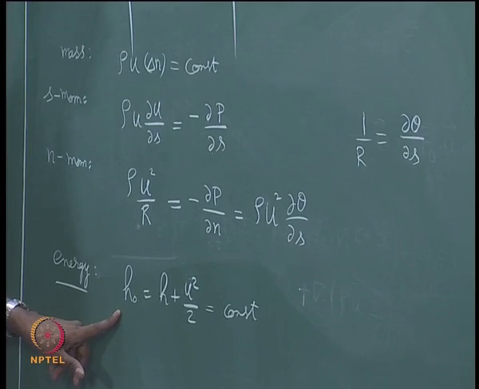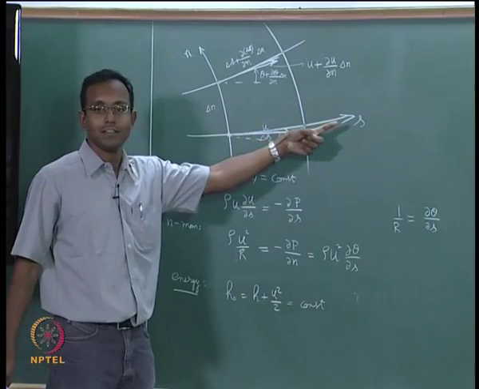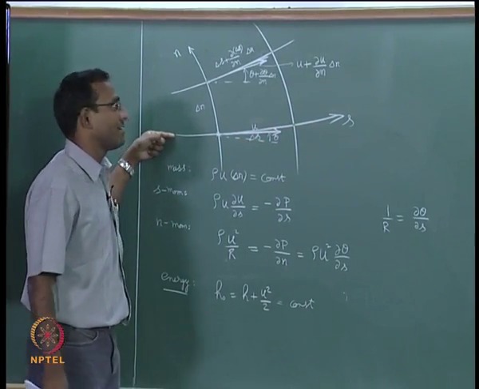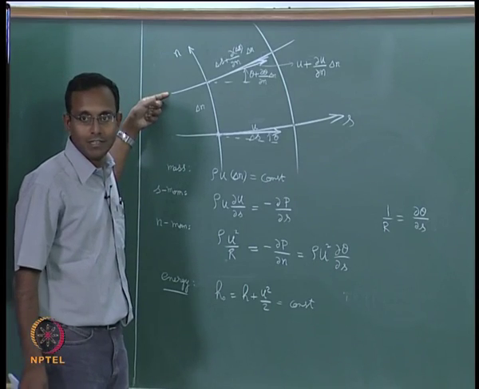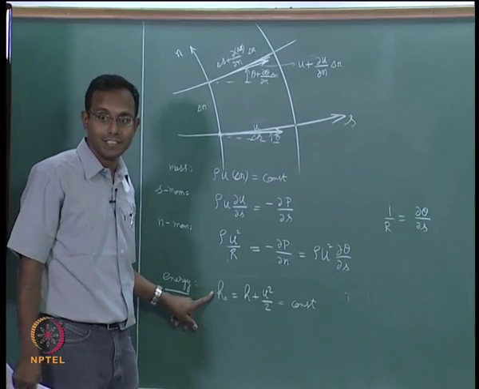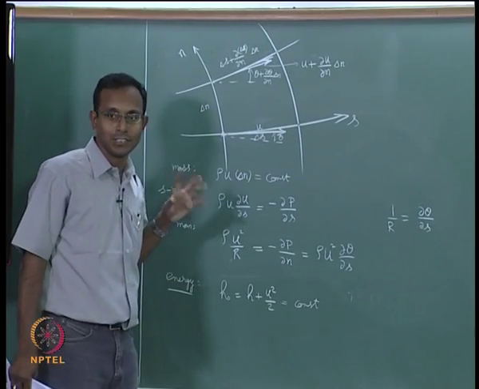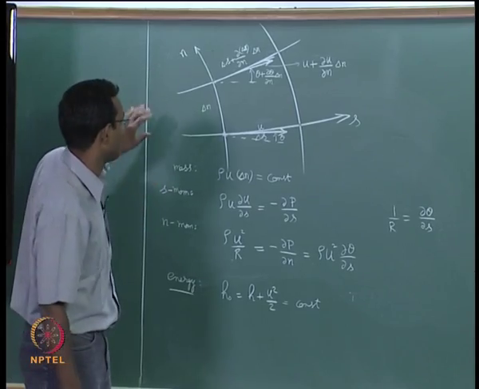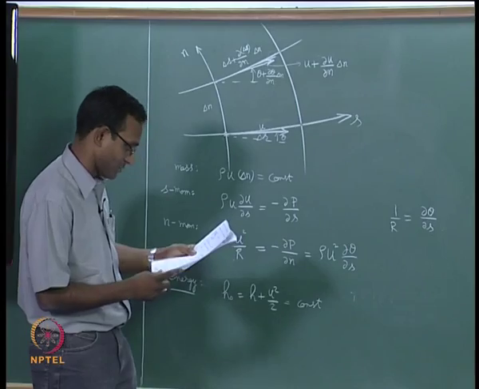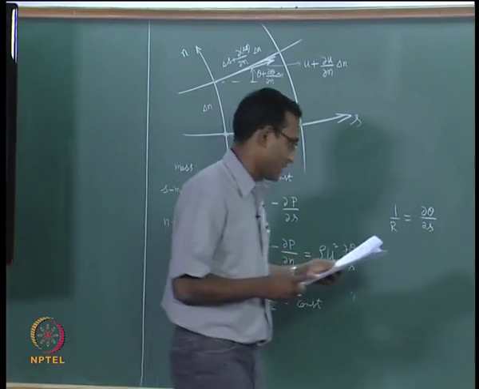One more thing I need to tell here is, this is telling us h naught is constant for every streamline s. It may so happen that this streamline can have a different h naught from this streamline. I did not say anything about h naught being constant for all s. I just said h naught is constant along a particular s. That is all we know. In 1D gas dynamics, we just know that inside a stream tube h naught does not change. It may change from one stream tube to the next one. That can still happen.